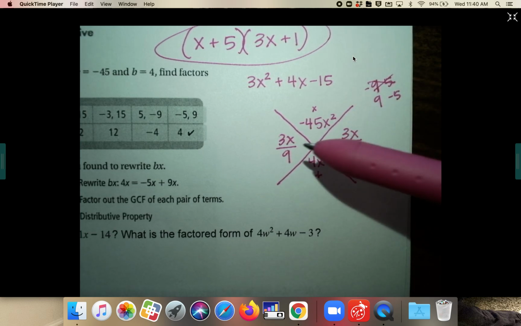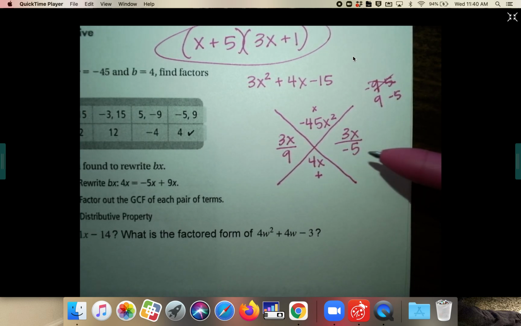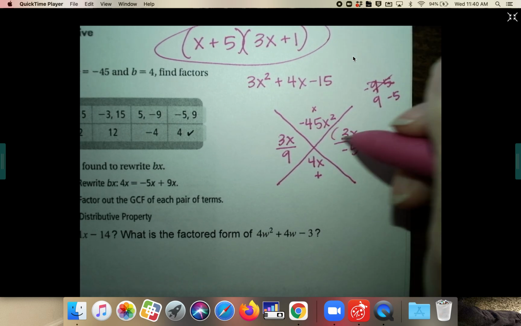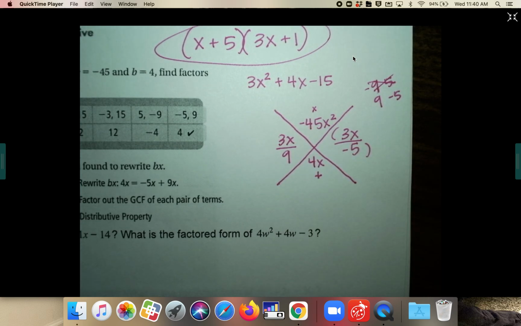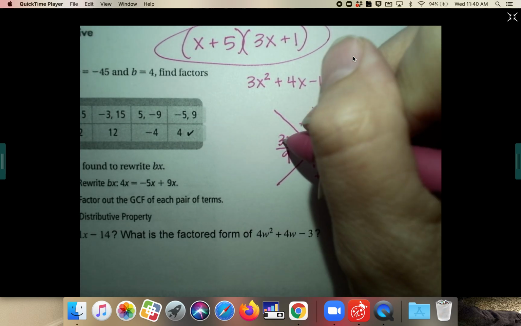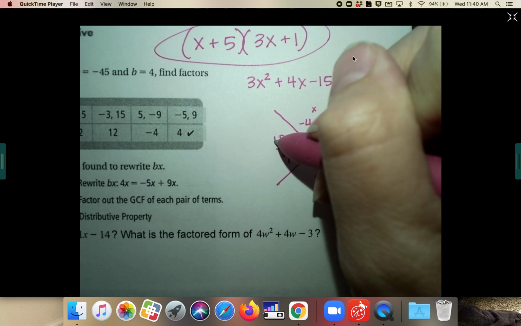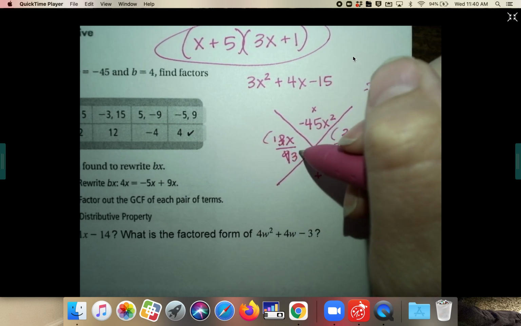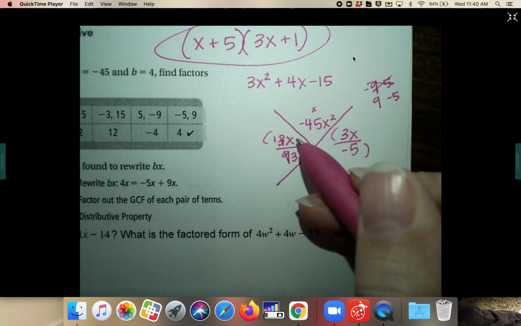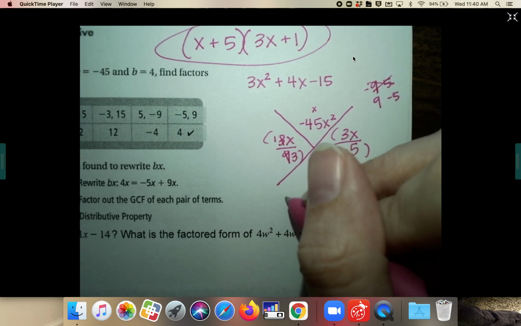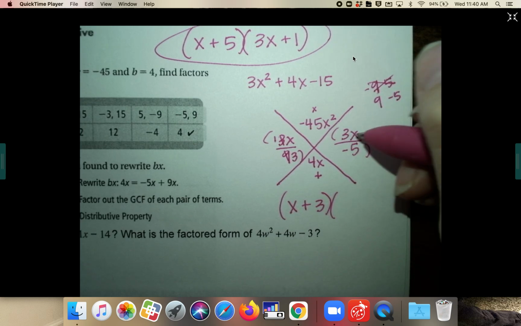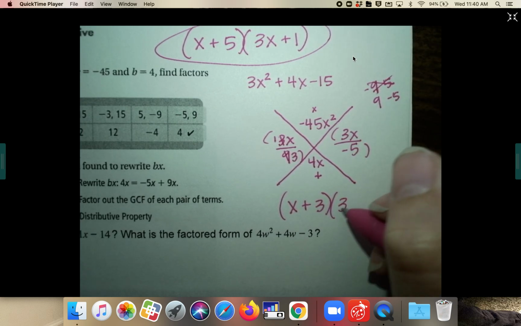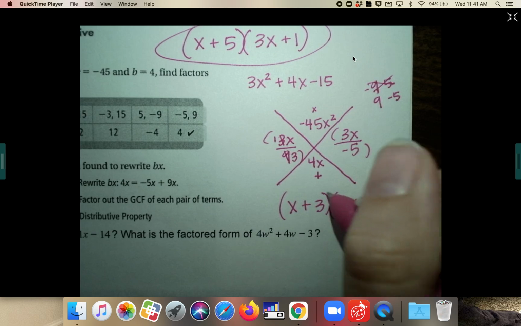All right, now let's look and see if we can simplify either one of these fractions. This one you cannot, so 3x minus 5 is done. But 3x over 9 can be simplified. They can both divide evenly by 3. So that would be 1, and this would be 3. And now we're done. So 1x plus 3 is one set of parentheses, and 3x minus 5 is my other set of parentheses.